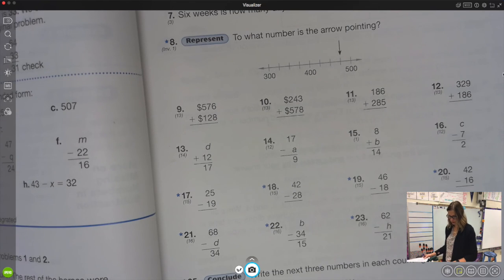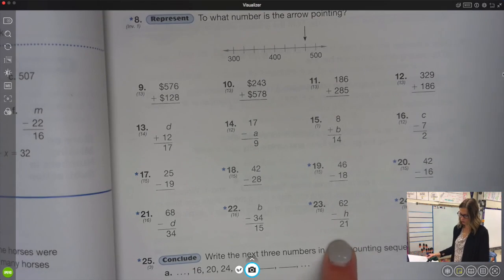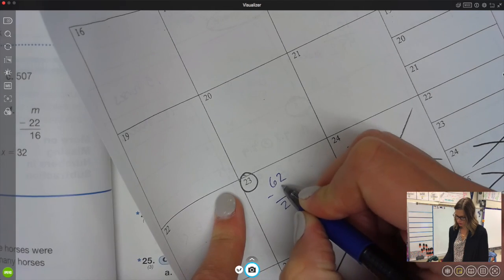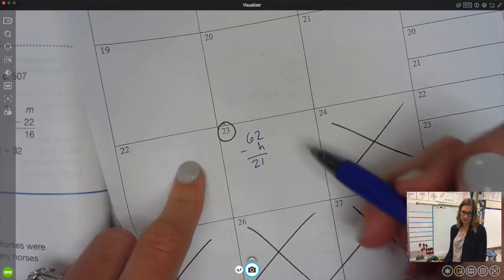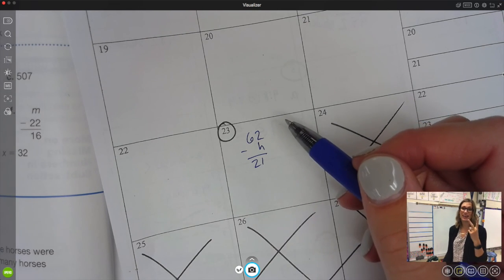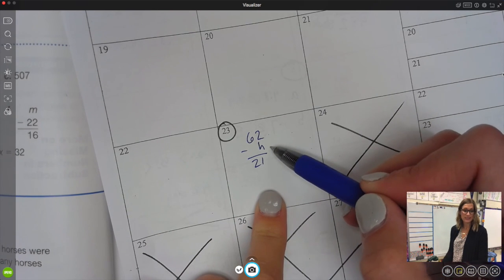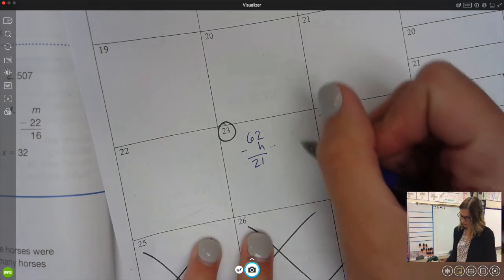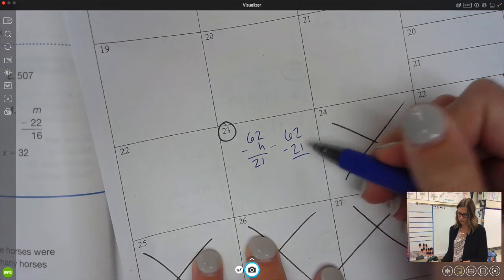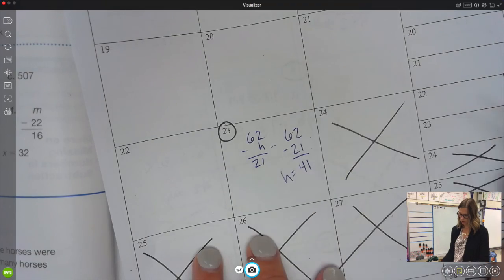Flip it over on the back, we're doing number 23. Number 23 says 62 minus h equals 21. Excellent. Missing number in a subtraction sentence. When my missing number is first, I add. When my missing number is second, I still subtract. Let's look at this. Is this first or second? My missing number is second, so I need to still subtract. So I'm going to do 62 minus 21. 2 minus 1 is 1. 6 minus 2 is 4. So I get h equals 41.